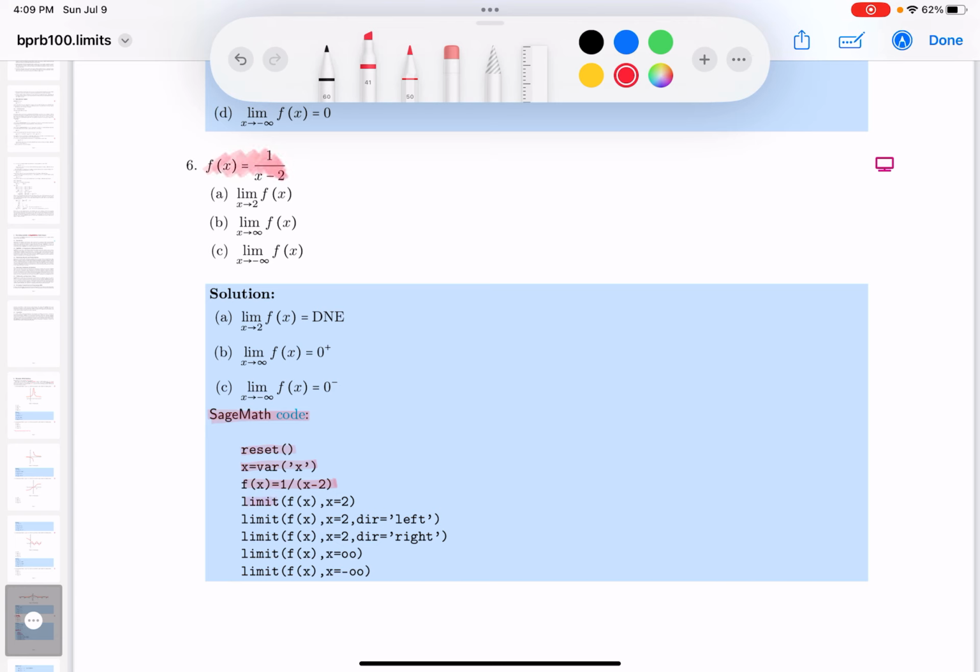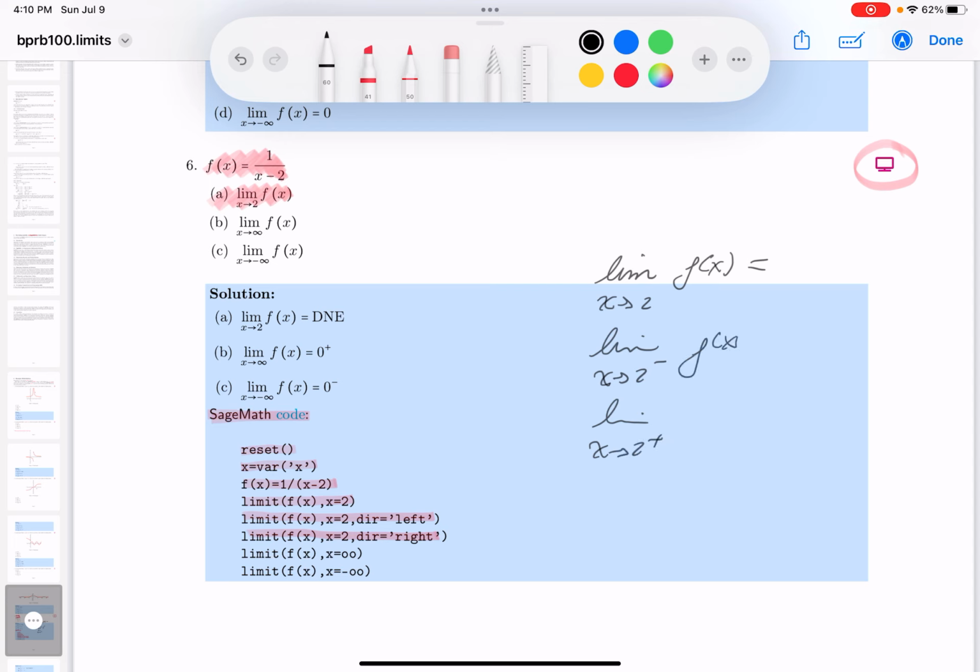Then I do the limit as x approaches 2. I hope you remember that we did this before by handwork. We'll do that as well. Limit the direction from the left and the direction from the right. If you remember me doing this problem, like you watched the video, I did both the left and the right. I did the limit as x approaches 2 of f of x, and then I did the limit as x approaches 2 from the left, the limit as x approaches 2 from the right of f of x. And we went through that.